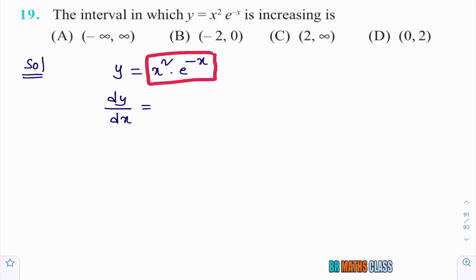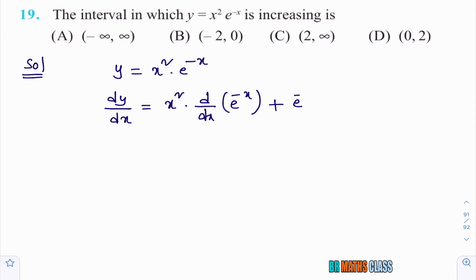UV formula. So what you will get: x square into d by dx of e power minus x, plus e power minus x into d by dx of x square. That equals x square into the derivative of e power minus x. You imagine this minus x as x, chain rule differentiation. Imagine minus x as x, it looks like e power x. The derivative of e power x is e power x.